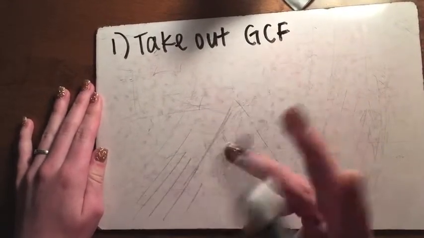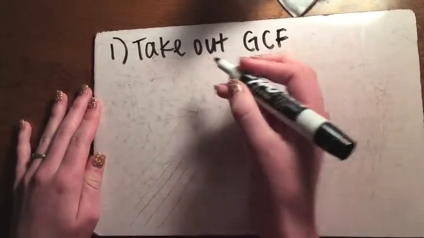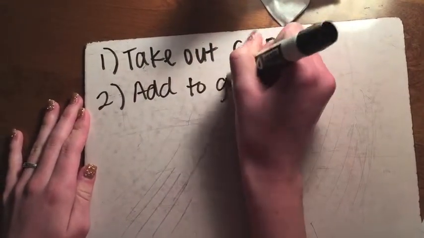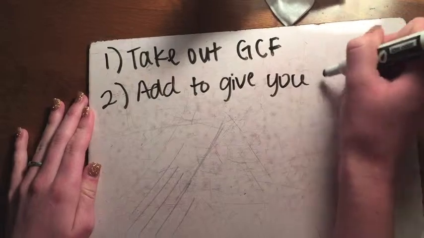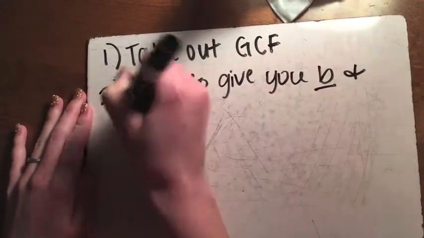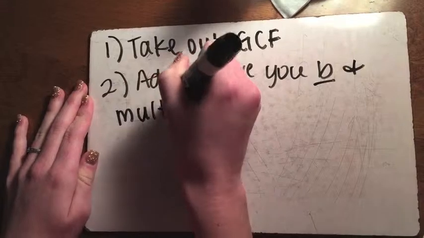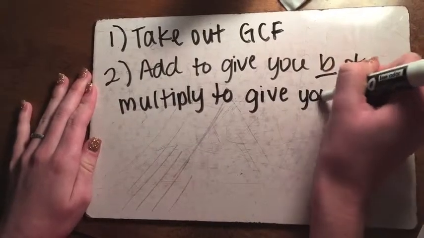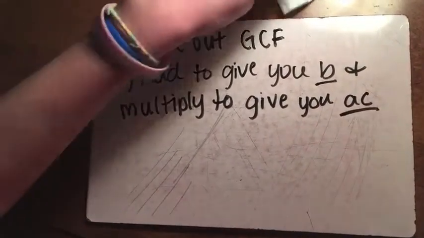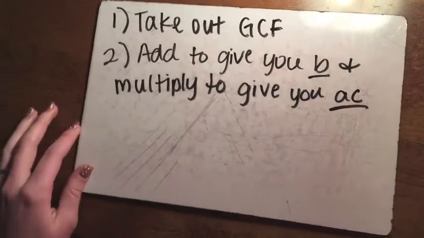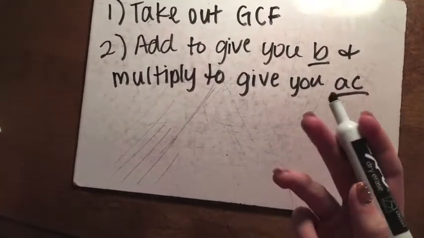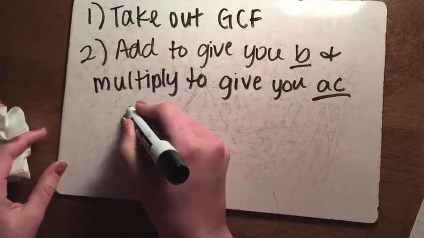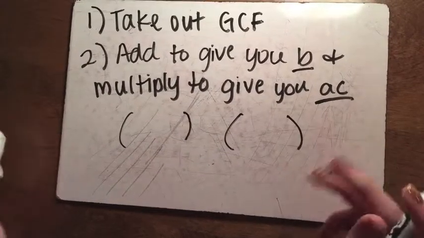Next, you have to find the two numbers that will add to give you b, and multiply to give you AC. And if you don't know what I'm talking about, you will find out in a minute. Once you find those two numbers, you replace b with them, split the equation apart, and then group them. We'll be using the grouping method.